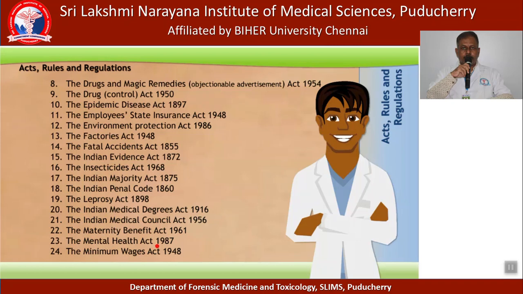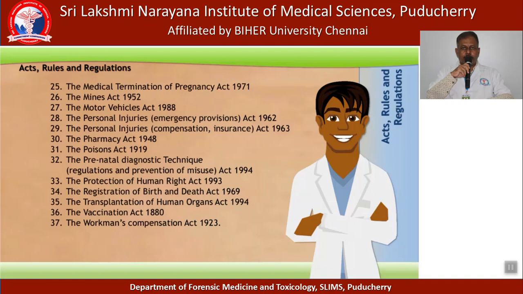1961. The Mental Health Act 1987, the Minimum Wages Act 1948, then MTP Act 1971. Again, you'll find the Mines Act 1952, the Motor Vehicles Act 1988, the Personal Injuries (Emergency Provisions) Act 1962, Personal Injuries Act 1963, the Pharmacy Act 1948. Let's go through here. Listen: the Poisons Act 1919. Repetition is required. We'll absorb all these things in this medical jurisprudence class, even in the third year and before the examination. We'll train you.